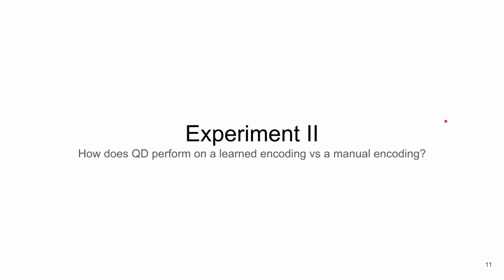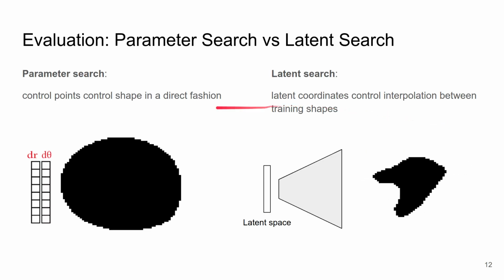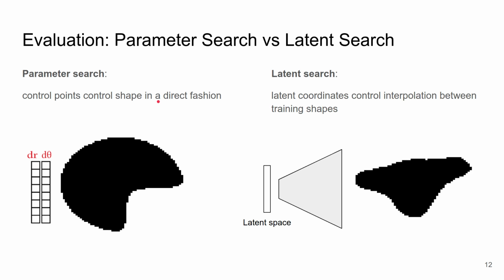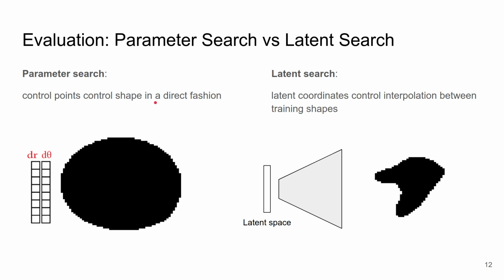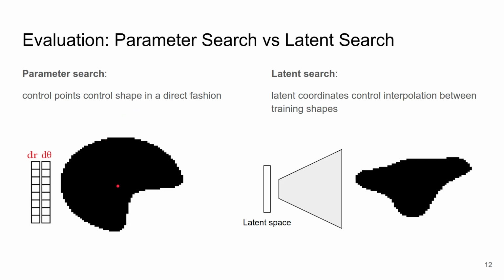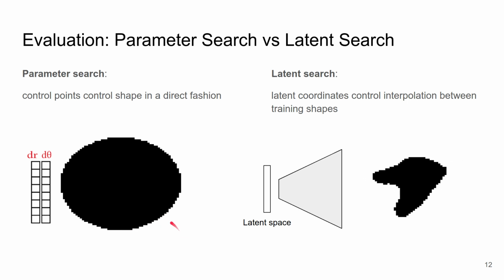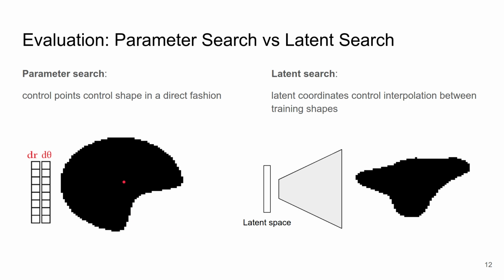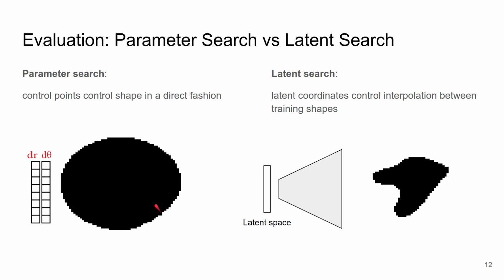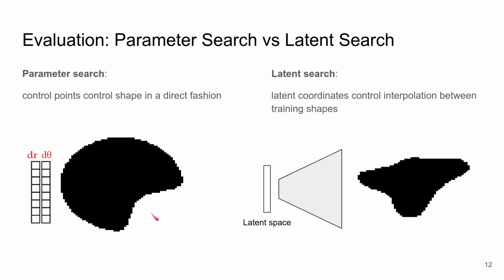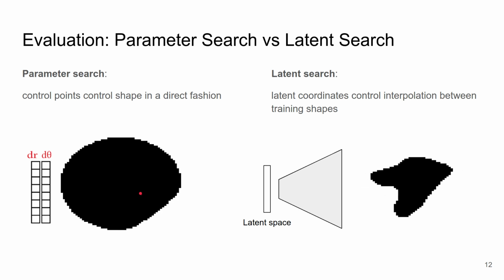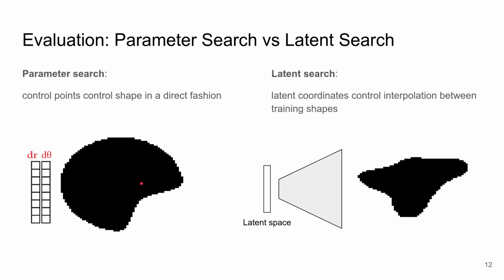Experiment 2: how does QD perform on a learned encoding versus a manual encoding? The manual encoding, the parameter search, is shown on the left. Here, control points control the shape in a direct fashion, as you can see from this moving control point and its effect on the shape. Here we change just the radius of one of the control points. This is very easily understood when you look at this GIF.